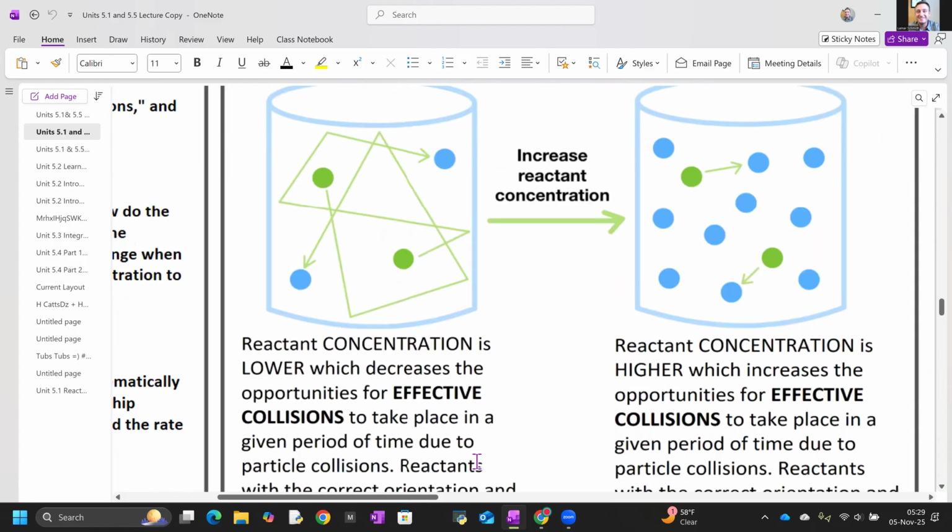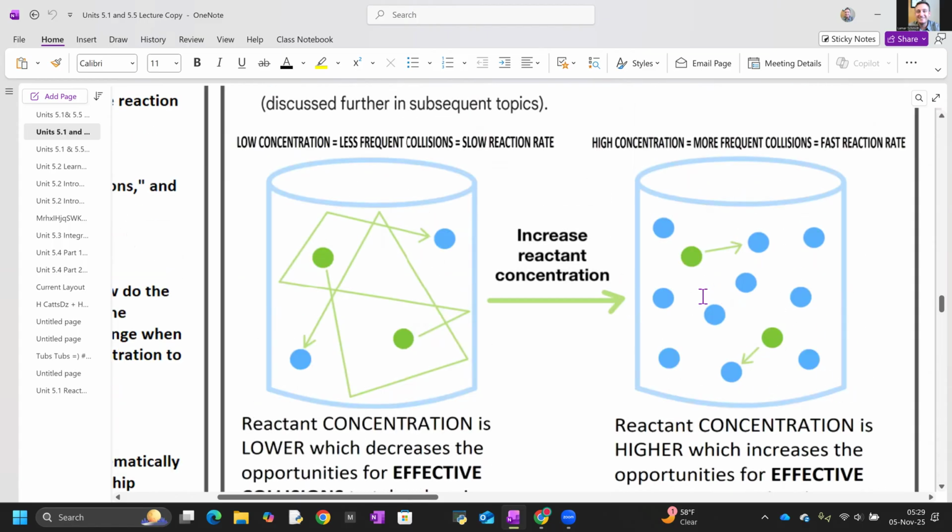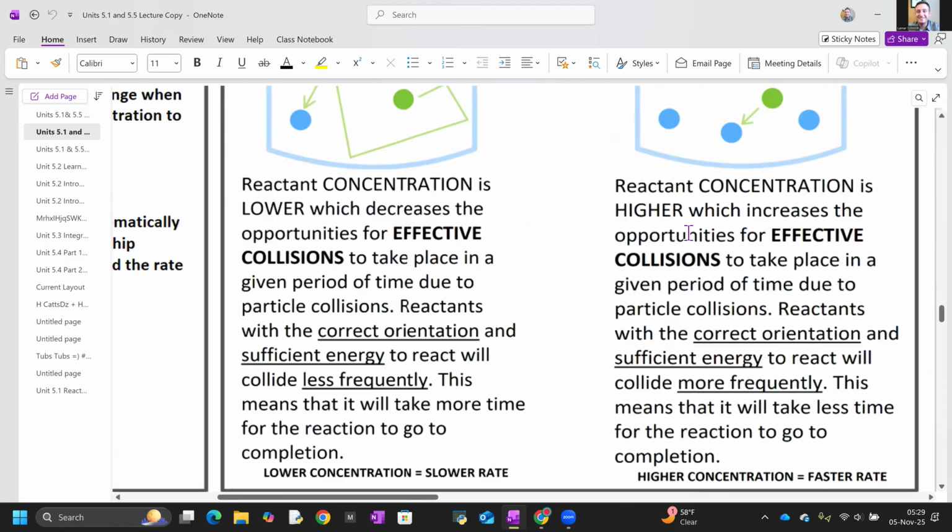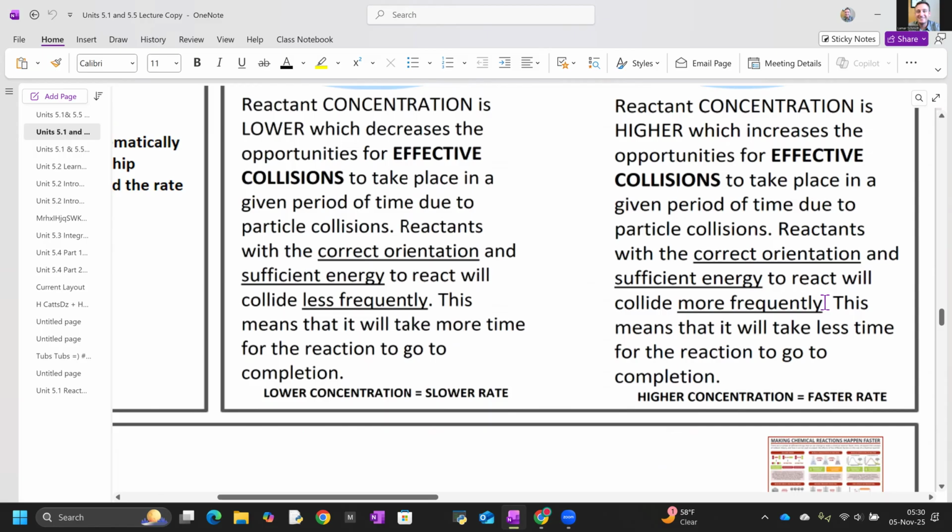And on the other side of things, when we have more particles, then we're going to see that the particles will collide more frequently. Does that mean that all of those collisions are going to be effective? No, but just by virtue that they're colliding, we're going to have an increase of effective collisions versus when we had low concentration. And so that means when we have a high concentration, the opportunities for effective collisions to take place in a given period of time due to particle collisions will increase. And so reactants with the correct orientation and sufficient energy to react will collide more frequently.